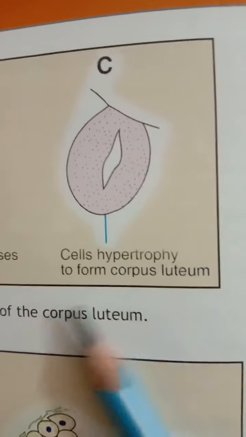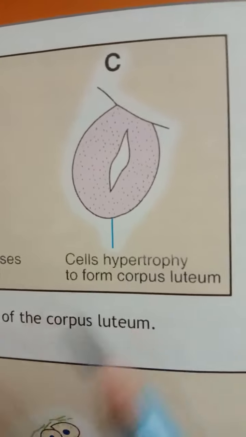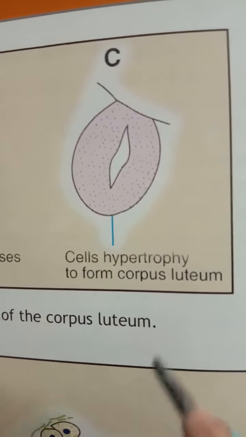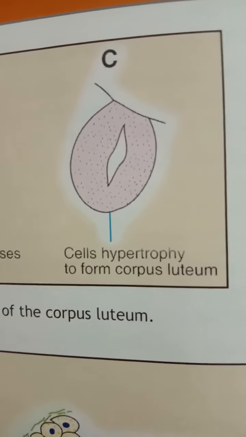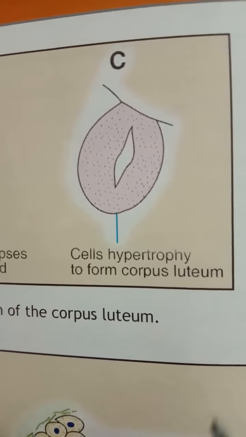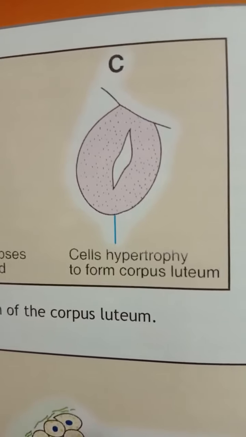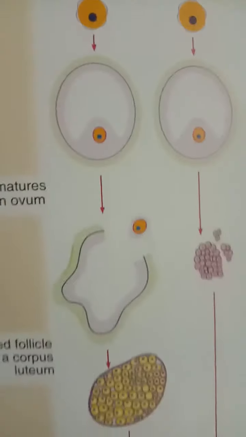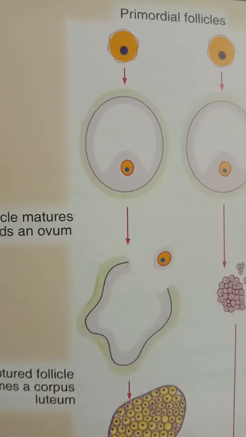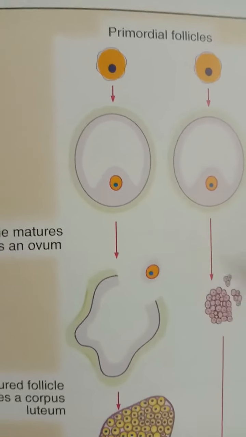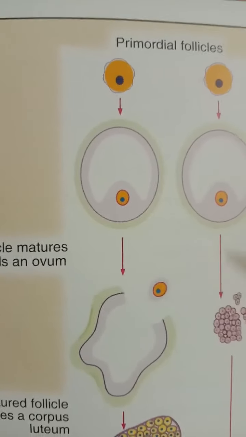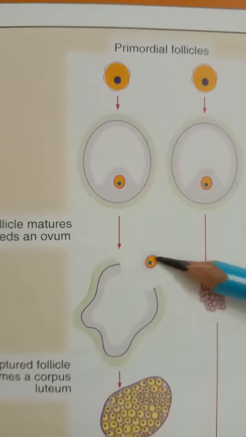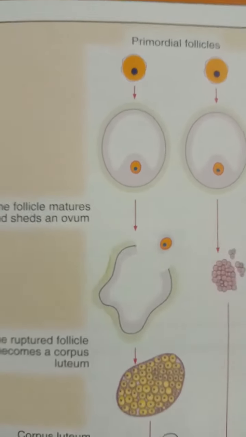Lastly, the series of changes that begins with the formation of the ovarian follicle and ends with the degeneration of the corpus luteum constitutes the ovarian cycle. This ovarian cycle has an average duration of 28 days, with ovulation occurring at mid cycle, on the 14th day of the menstruation. So here the ovulation occurs.